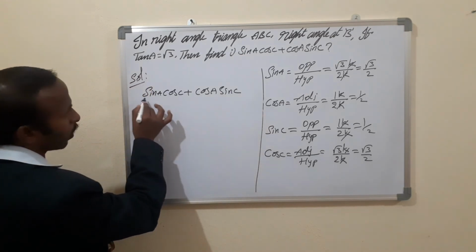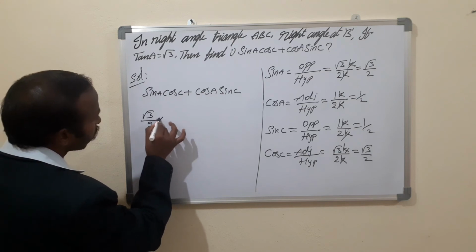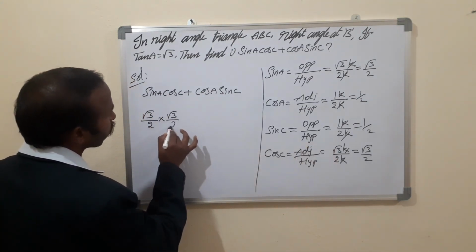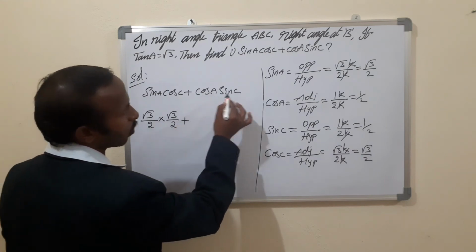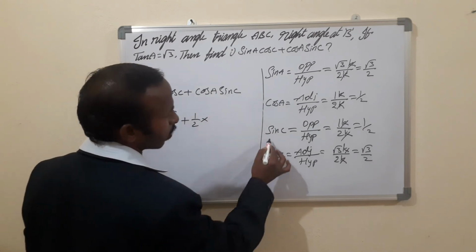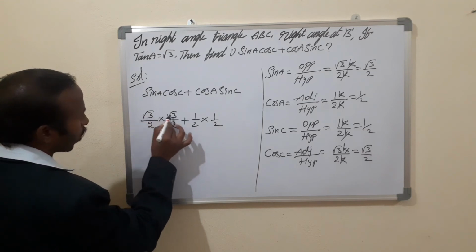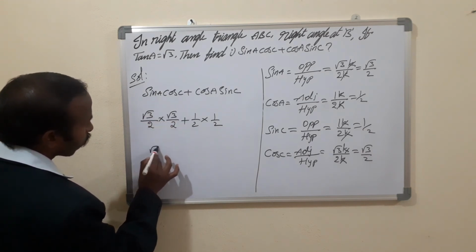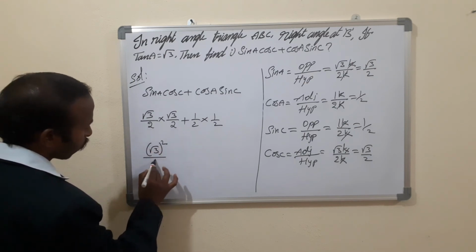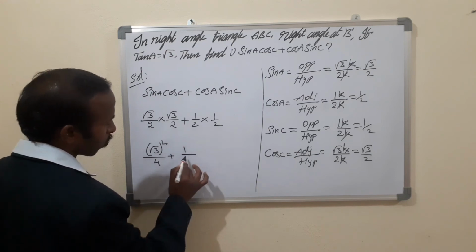Now what is the value of sin A? Is square root of 3 by 2 into cos C. What is the cos C value? Root 3 by 2 plus cos A. What is the value of cos A? Is 1 by 2 into sin C. What is the value of sin C? Is 1 by 2. Now square root of 3 into root 3 is square root of 3 whole square by 2 2's 4 plus 1 1's 1 by 2 2's 4.